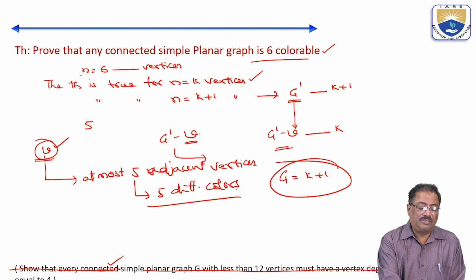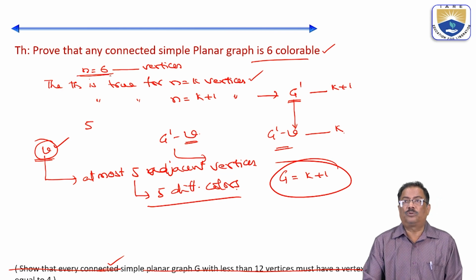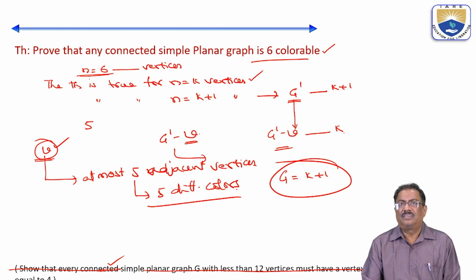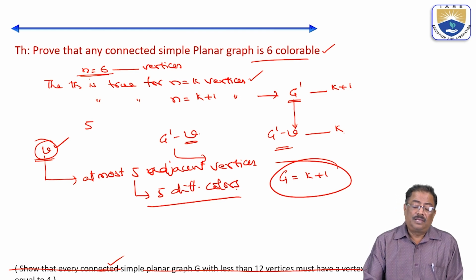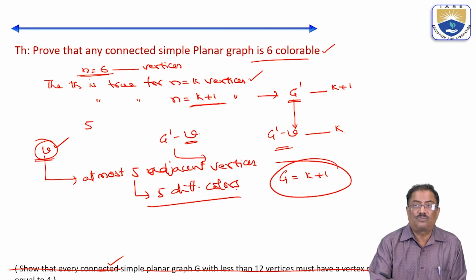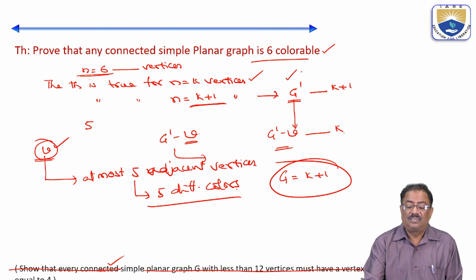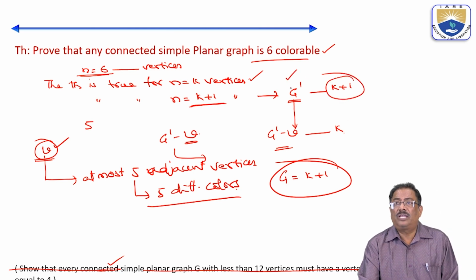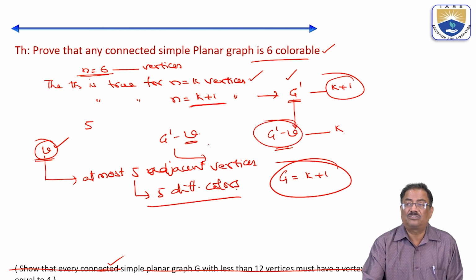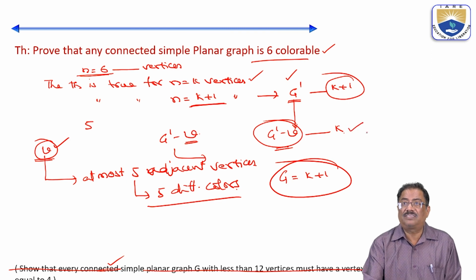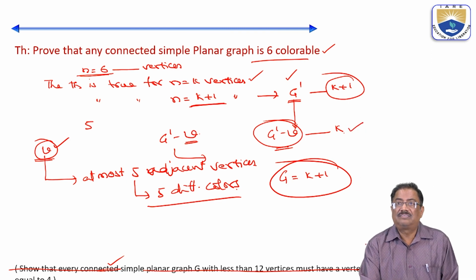So we are going to prove this just by using mathematical induction. The base values are obvious because up to n equals 6 the theorem is true, and this is the assumption step, n equals k vertices. The theorem is true, and we are going to prove that the theorem is true for k plus 1 vertices. So let us take the corresponding graph G dash, which is having k plus 1 vertices. If I remove one vertex from G dash, then the graph G dash minus V has k number of vertices, and by assumption it is 6 colorable.